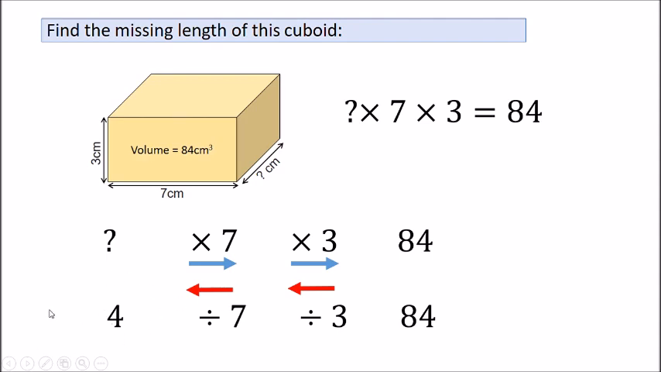If you're not sure about this, you could always take your answer and just check it at the end. Does 4 times 7 times by 3 give me 84? Well, yes, it does. So that means that this missing length is 4 centimeters, and I have now solved the problem.